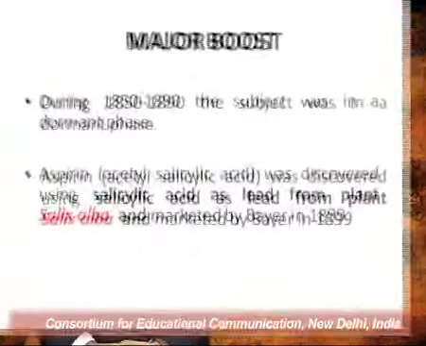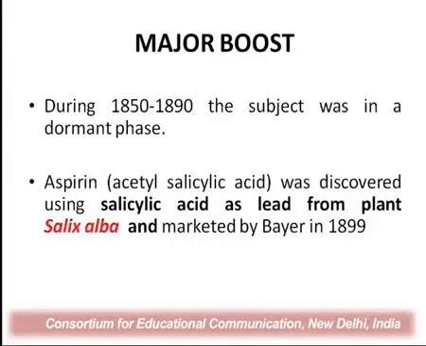Now, during 1850 to 1890, the subject went into a dormant phase because though the scientists were working in the direction of isolation of newer and newer phytoconstituents, nothing new was coming out, as it was very difficult to elucidate their structures and identify the exact structure of those compounds. Due to this disadvantage, the subject went into the dormant phase.